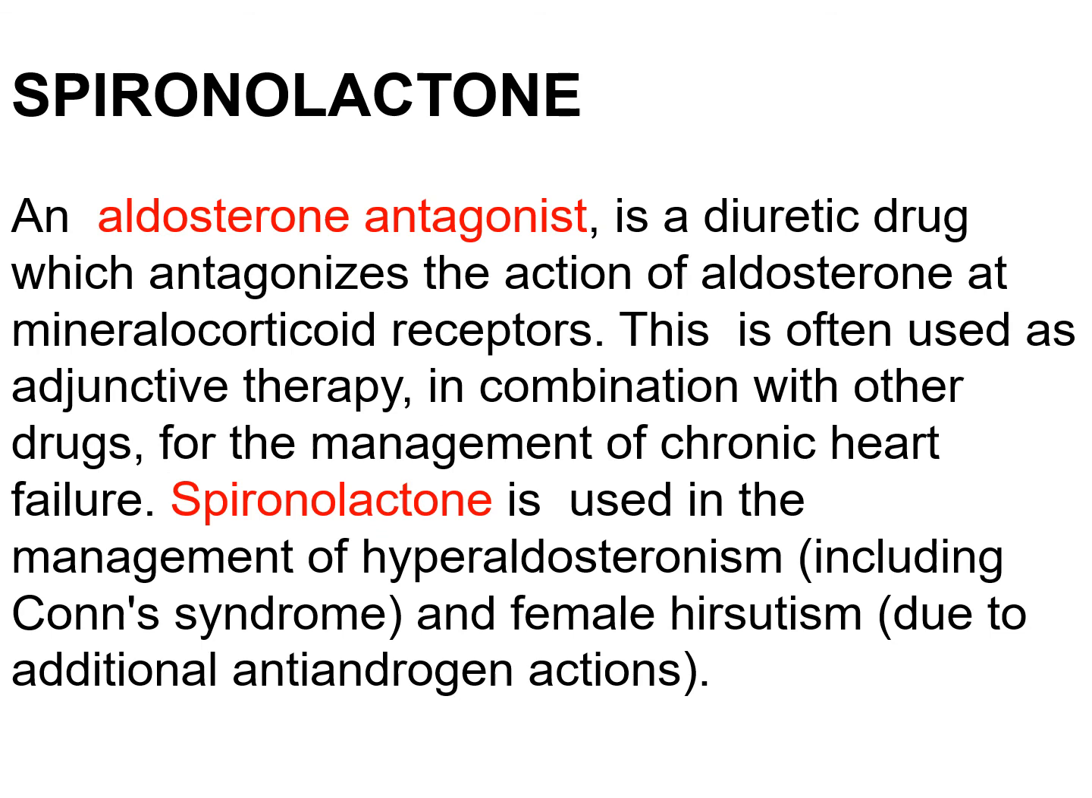The aldosterone antagonist, or the mineralocorticoid antagonist, is spironolactone, and this one you have read in the diuretic section. This is an aldosterone antagonist. It is a diuretic and it antagonizes the action of aldosterone at the mineralocorticoid receptors. This is often used as adjunctive therapy in combination with other drugs for the management of chronic heart failure. Spironolactone is the name.